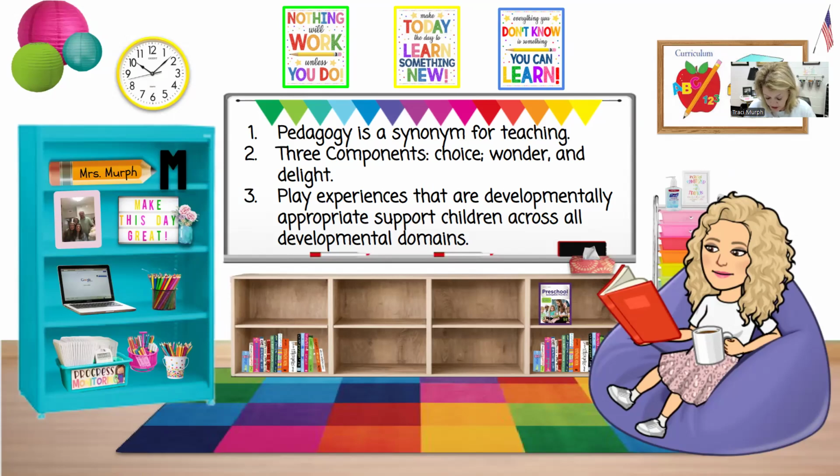Choice reflects not only the child's decision to engage in play, but also decisions about what form and direction that play will take. Wonder is reflected in the child's continued engagement in play. A child with wonder will use their imagination and push boundaries. Wonder also helps children practice new skills. Delight refers to the child's laughter and feelings of happiness as they engage in play. Play experiences that are developmentally appropriate support children across all developmental domains.